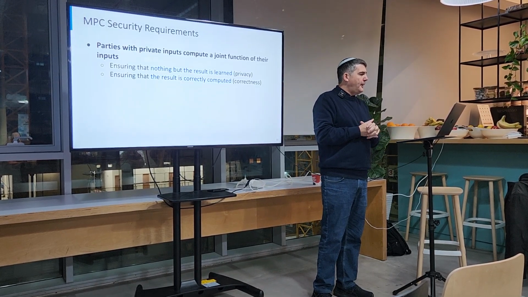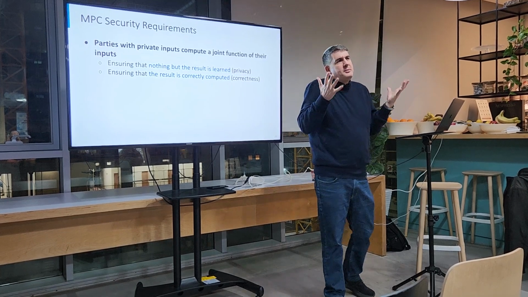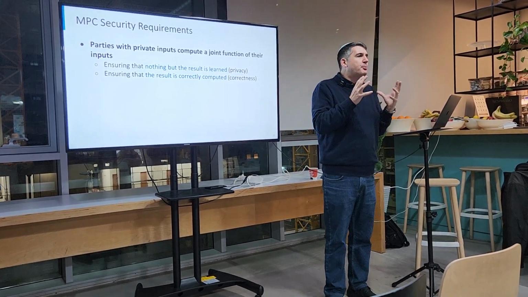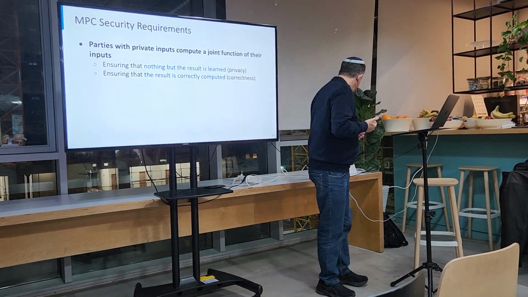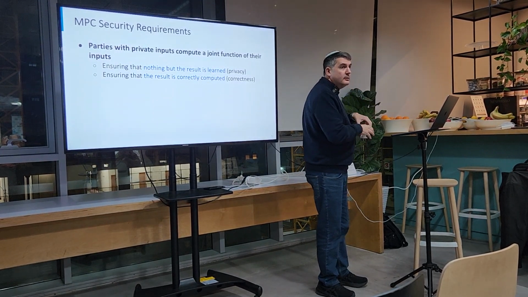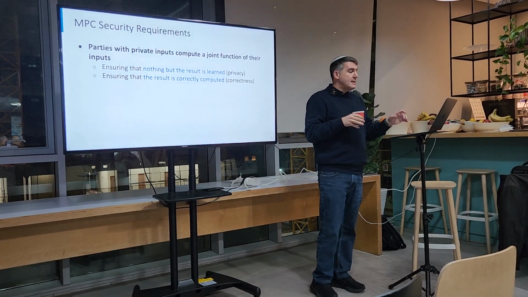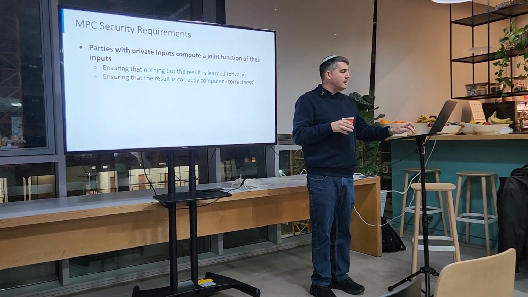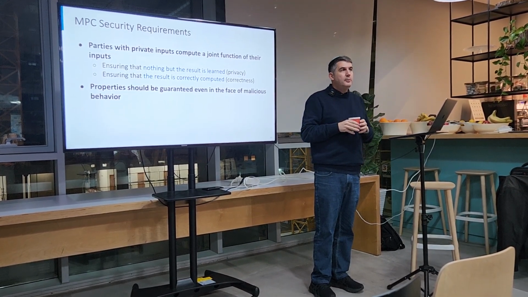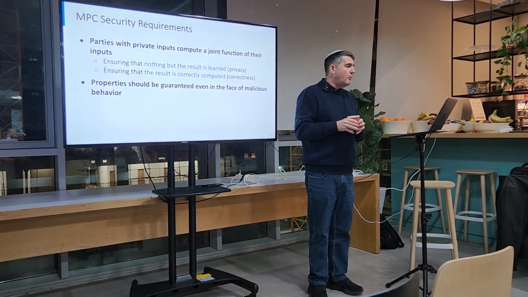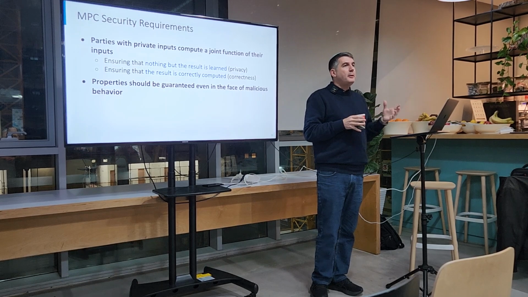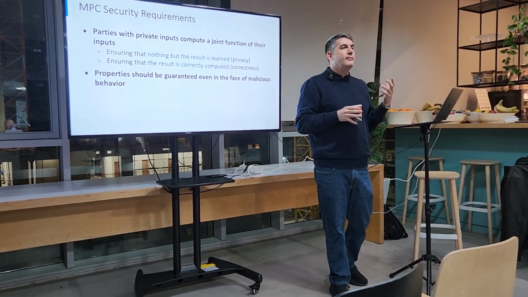Okay, so essentially with MPC, there are two main properties that we like to talk about. One is privacy, one is correctness. Privacy means that nothing beyond the output is learned. And correctness means that the correct result is actually computed, and I'll come back in a minute to how that expresses itself in the context of a wallet. And these properties should be guaranteed even if some of the parties are malicious.